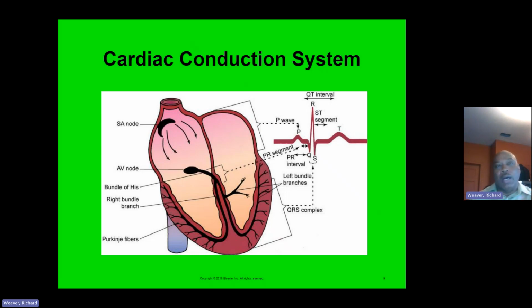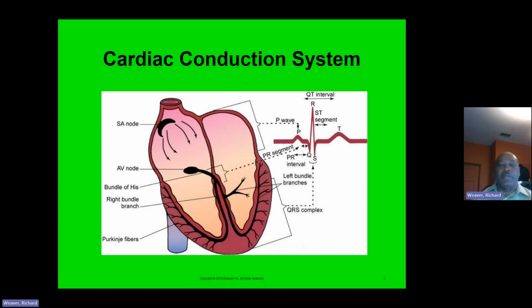Now, the electrical activity is one thing. That's what you see on the EKG monitor. This represents the electricity that is taking place. But when the heart squeezes or contracts, that is what we call mechanical activity. So we have electrical activity, which I just explained, and then we have mechanical activity.